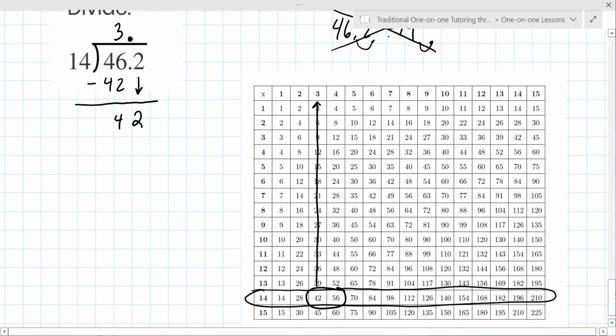So 42. Then you restart. How many times does this 14 on the left go into this number down here in the bottom, 42? Is 42 in this row down here with 14? Okay, how many times does it go into 42? 3 times. 3 times 14 is 42. You subtract and get 0.